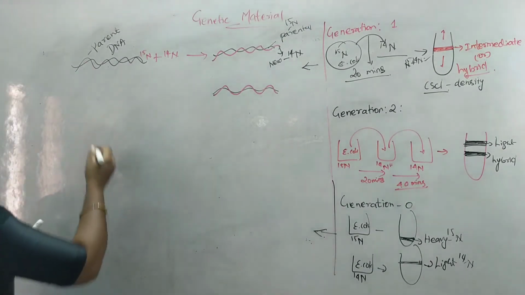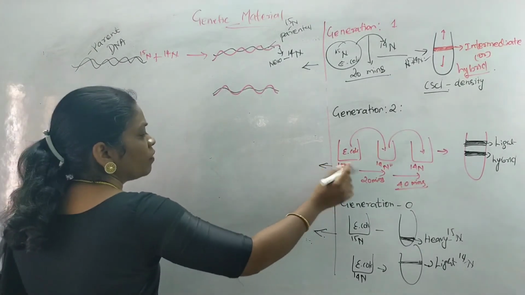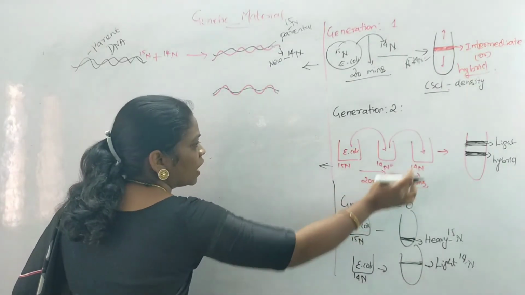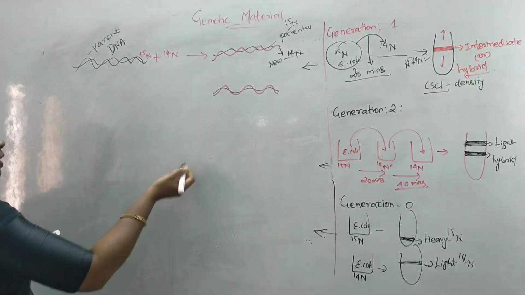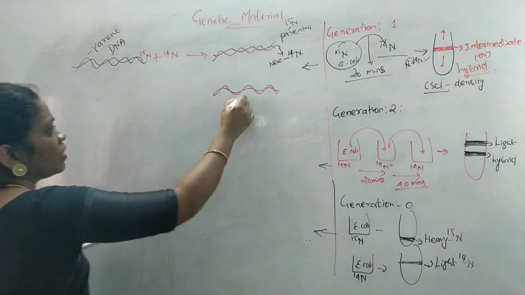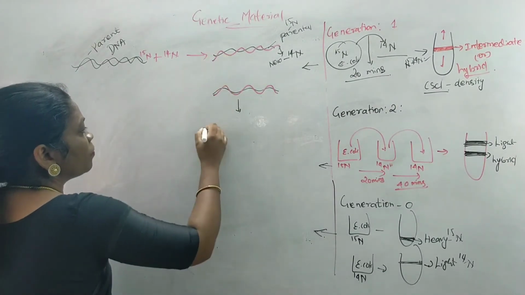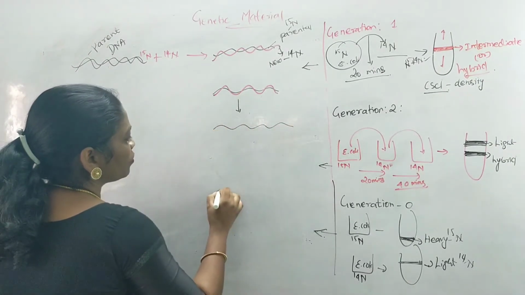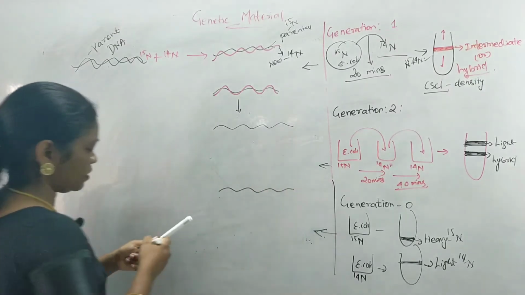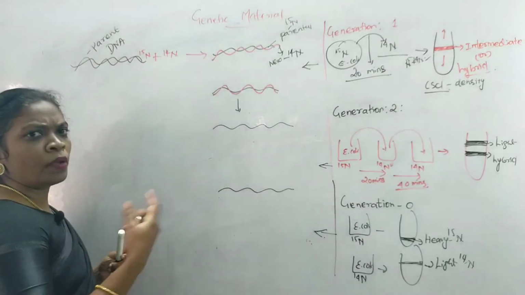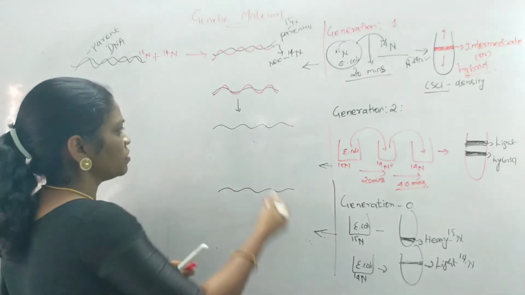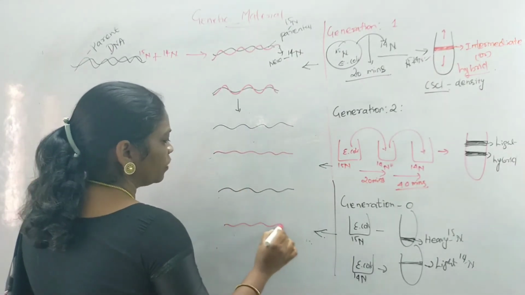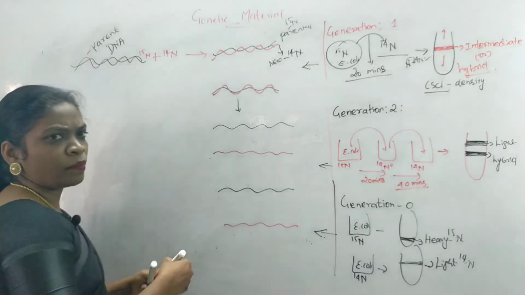And when you compare generation 2, we made them go again for the replication process of 40 minutes under N14 medium. Imagine this strand again. This black color is considered the parental strand, which is divided again. This daughter strand also would have been uncoiled for the replication process. So they uncoiled and separated to form the daughter bands.